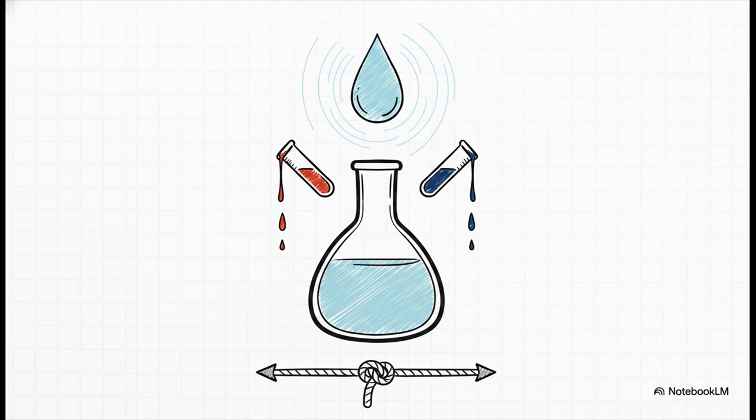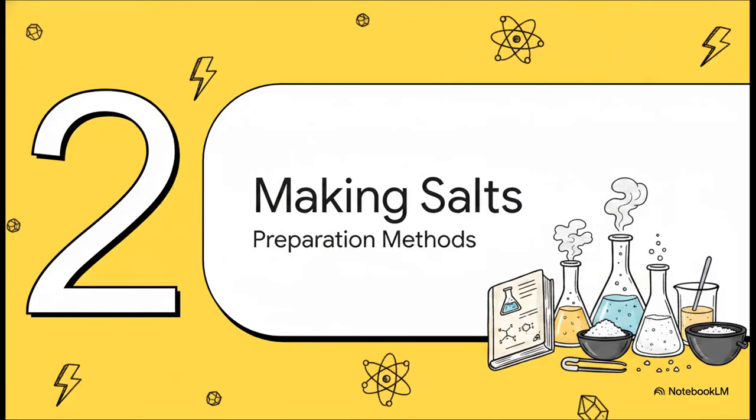But what actually happens when these two opposing forces meet? Well, they undergo neutralization. The hydrogen ions from the acid and the hydroxide ions from the alkali combine to form something completely harmless, water. The chemical tug-of-war just perfectly balances out.